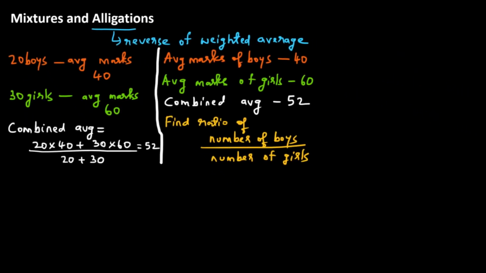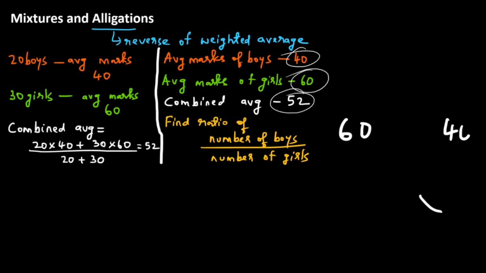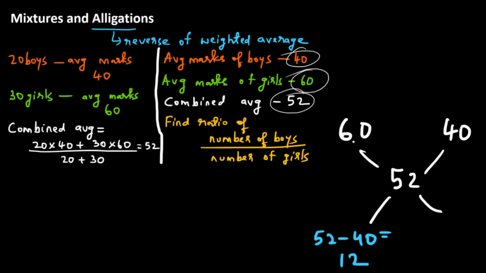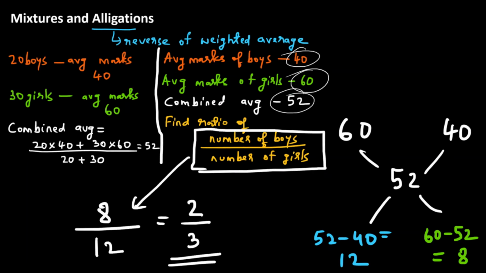All right, now over here we are given that the average marks of boys is 40, average marks of girls is 60, and the combined average is 52. So we write it like this. I write 60 over here, 40 over here, and 52 over here. Now I take the difference over here, the difference between 52 and 40, that gives me a difference of 12. I write that over here, and the difference between 60 and 52, that's equal to 8. So I write that over here. Therefore over here I get that the ratio of the number of boys to the number of girls is equal to 8 by 12, which is equal to 2 by 3.